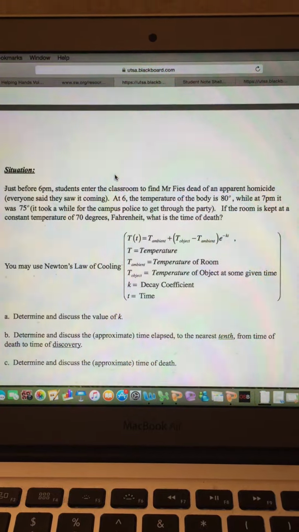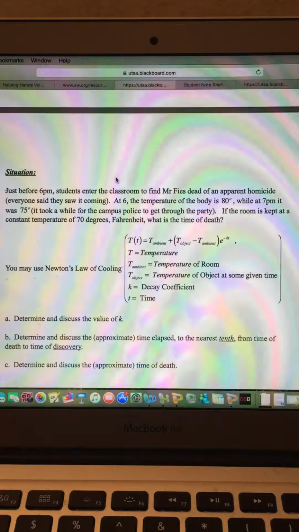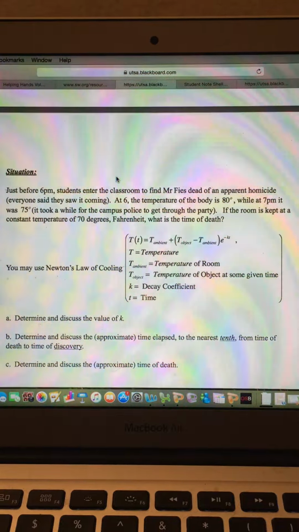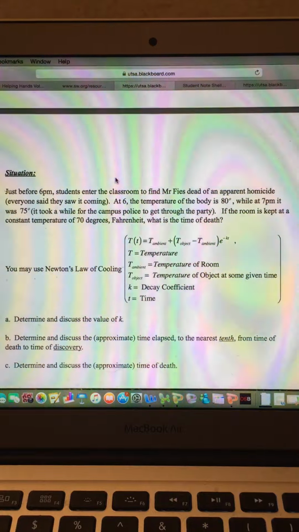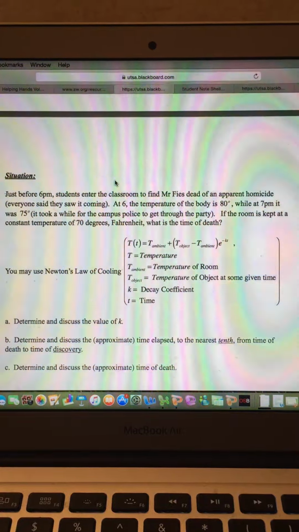Okay, so today we're going to be discussing Newton's law of cooling. And there's a question here that says, just before 6 p.m., students enter the classroom to find Mr. Fees dead of an apparent homicide. Everyone said they saw it coming.